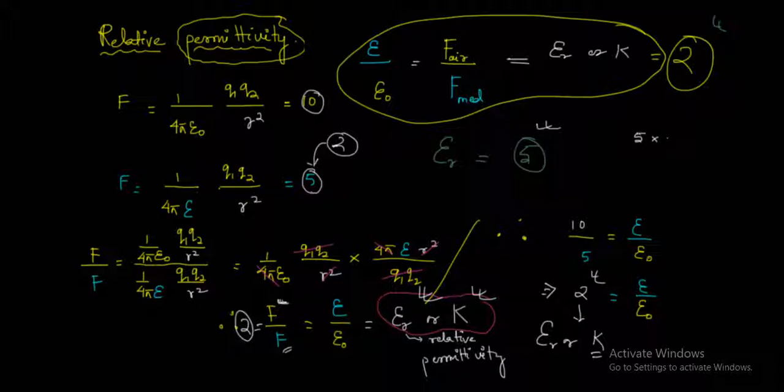The force of two charges in air or vacuum is equal to 5 times the force of two charges kept in alcohol. Now, relative permittivity is the ratio of the permittivity of a medium to the permittivity of free space.